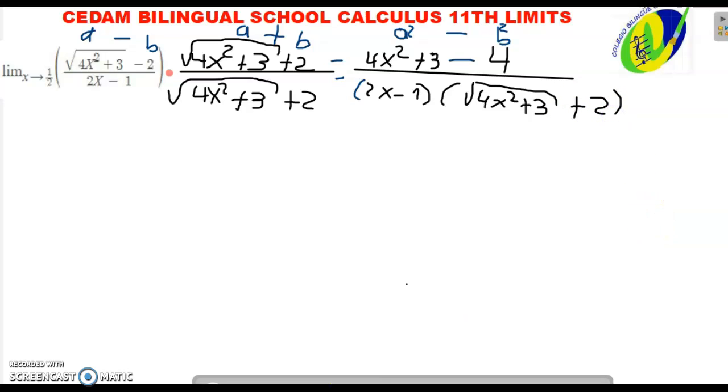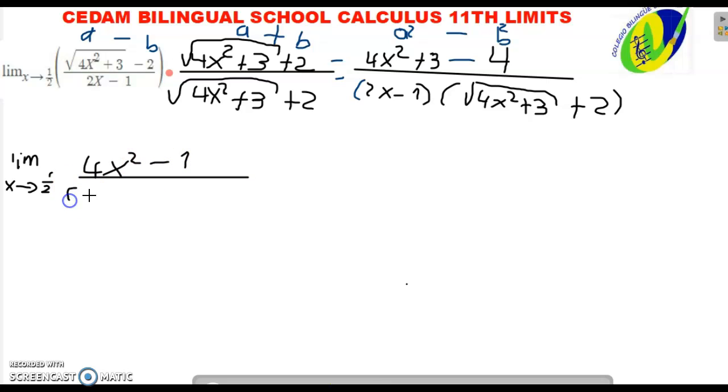Now, we have to continue here in this part. So, write the limit as x approaches a half. We'll have to continue writing this until we replace the value of the limit. So here we got 4x squared plus 3 minus 4 is minus 1. So here we have 4x squared minus 1.